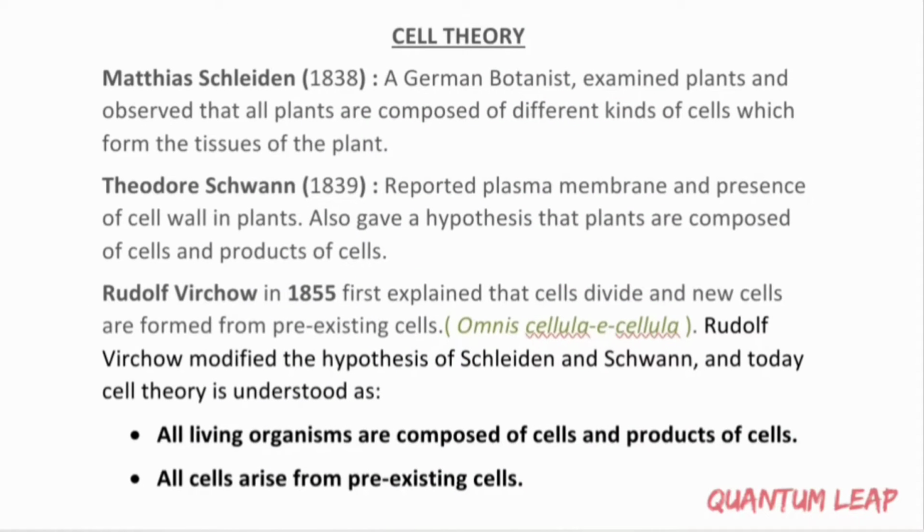Further, we will proceed to the next topic, cell theory. There was a German botanist. His name was Matthias Schleiden. In 1838, he examined a large number of plants and observed that all plants are composed of different kinds of cells which form tissues of plants. You should know that a group of cells together comprises a tissue which performs the same function.